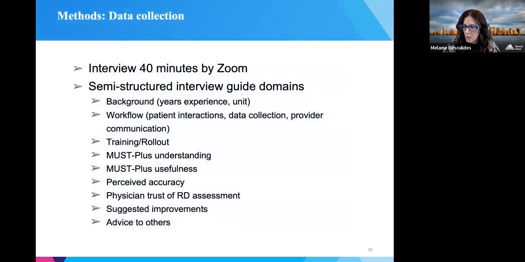In terms of the interviews, they were done via Zoom. And I'll also point out that we went through the IRB, but this was considered an exempt protocol.